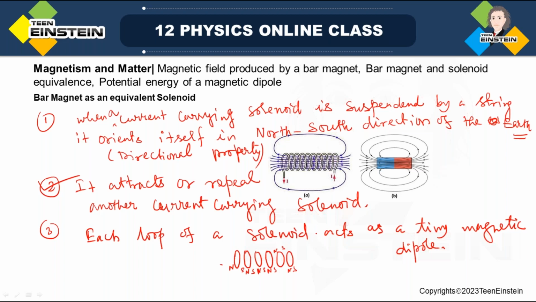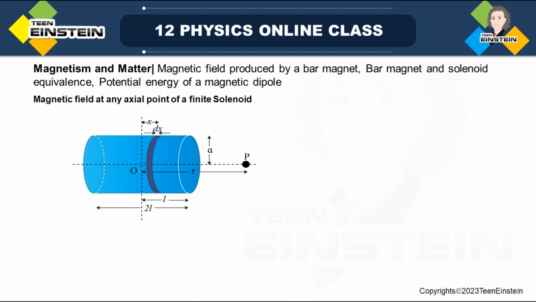Okay, so these are a few points about the equivalence of a solenoid to the bar magnet. Now we'll see the axial magnetic field produced by a finite solenoid will be exactly equal to the magnetic field produced by a bar magnet on its axis.